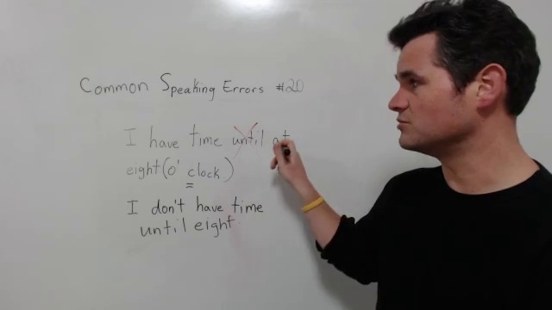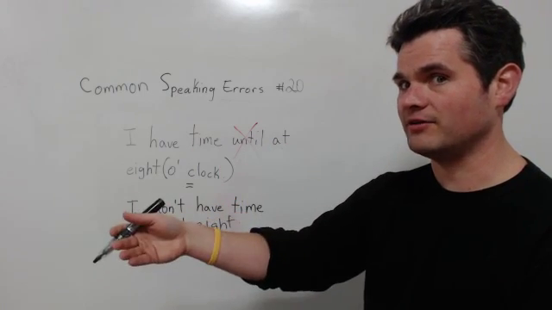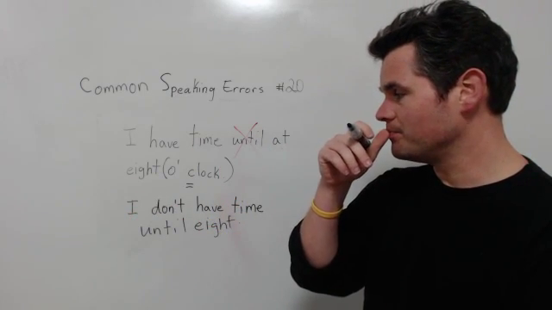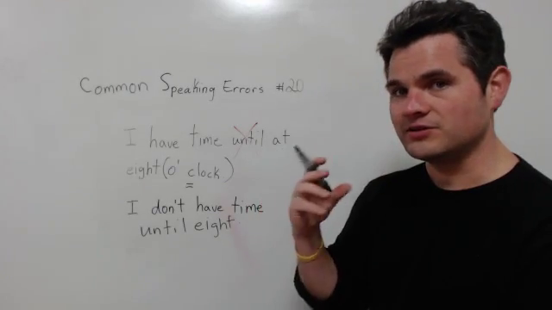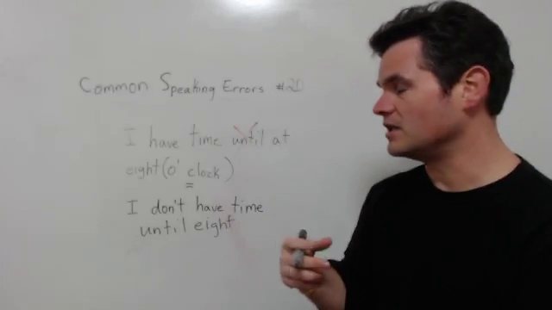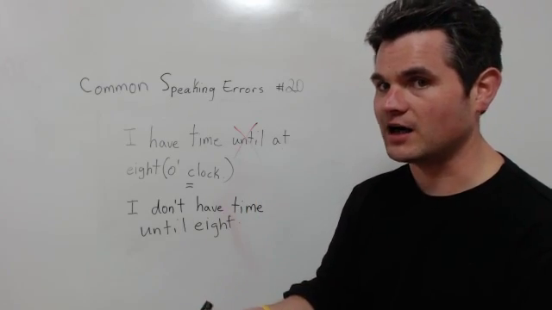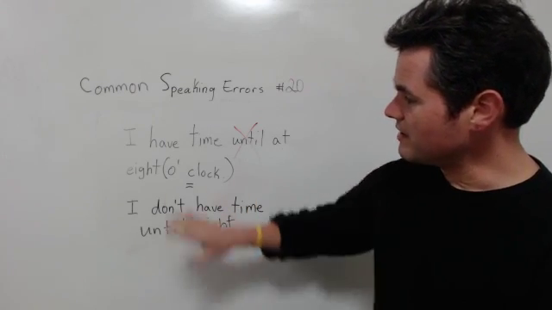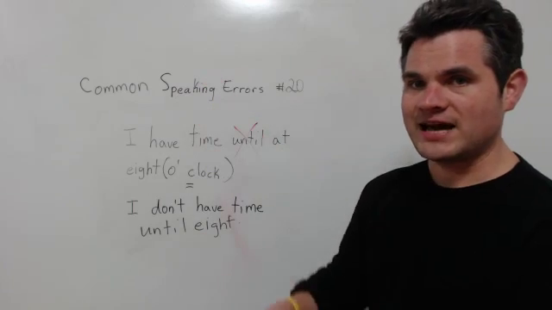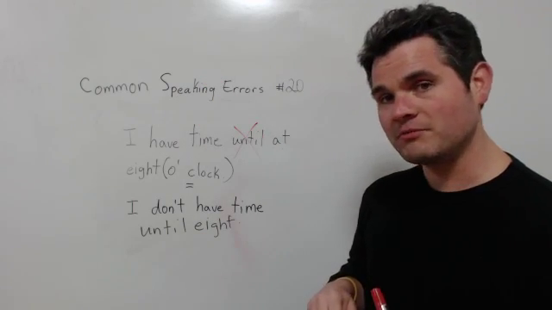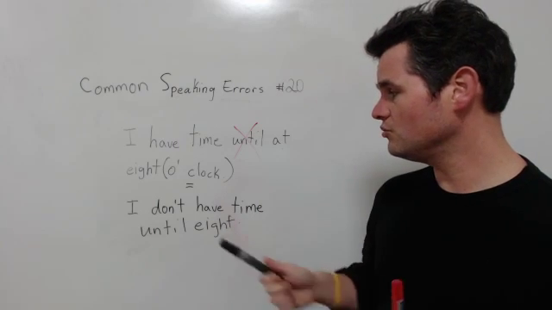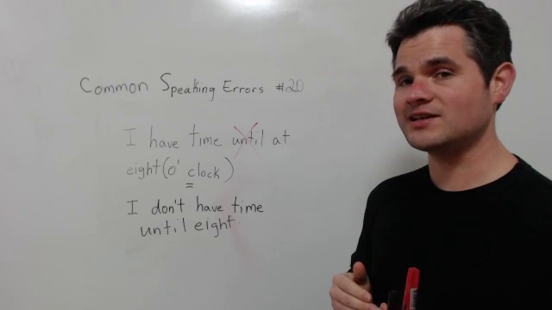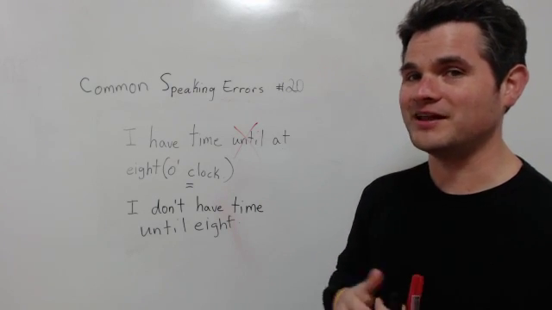If it's positive, use at. I have time at 8 o'clock. And if it's a negative, you want to use until. I don't have time until 8 o'clock. So they both communicate the same exact message, but just remember, use at for the more affirmative statements and use until with the statements that are in the negative.